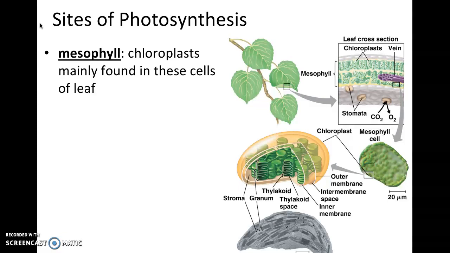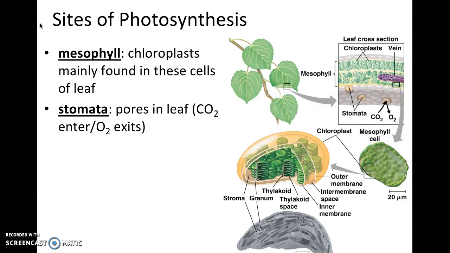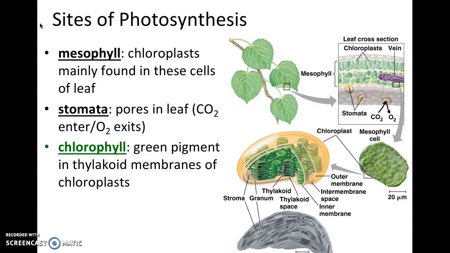The next part of the leaf that's important for photosynthesis, where the gas exchange takes place, is the stomata. The stomata essentially are openings in the underside of the leaf where carbon dioxide can enter and oxygen as a product can be released. Now, I did say on the past slide that chlorophyll is a type of pigment, and pigment captures light. It is located inside those thylakoids within the chloroplast.